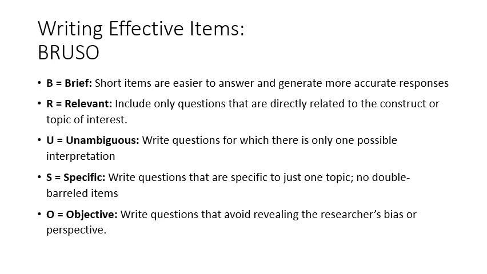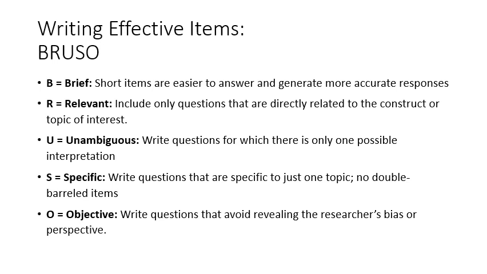So to write effective items, we can use this BRUSO acronym, which isn't the easiest to think of, but that's the one we have. So B stands for brief. You want your items to be as short as possible. The more words you have, the harder it is for people to answer, and the more likely it is that you're going to get something messy in your statement or question.